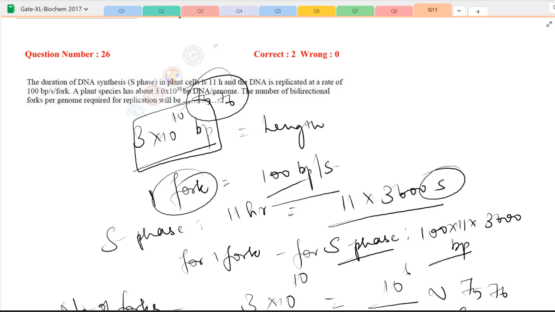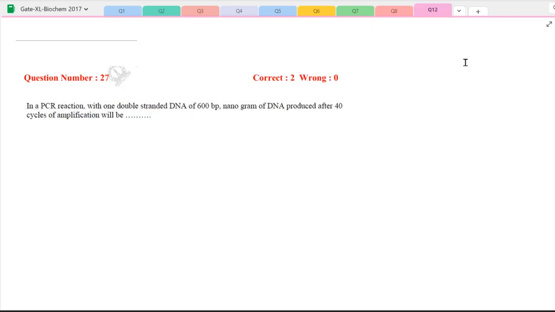So this is a very simple question, if you don't get confused between what to divide and how to divide. Yeah. Moving on to the next question.